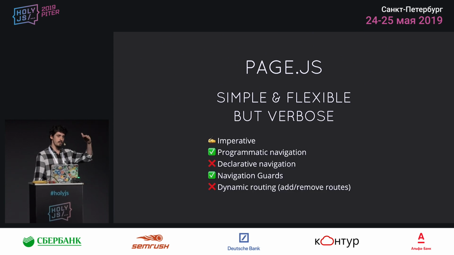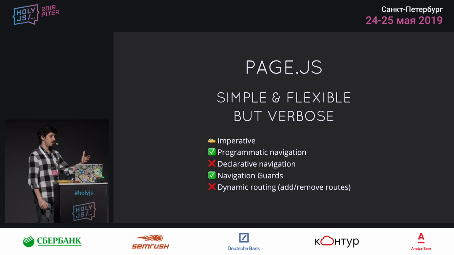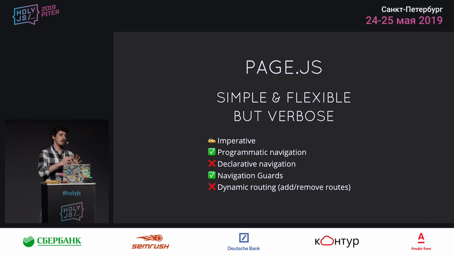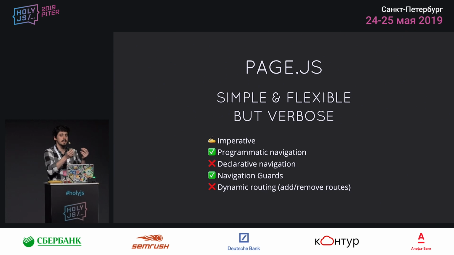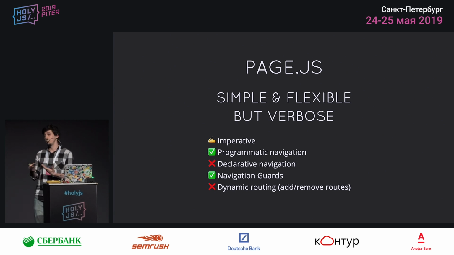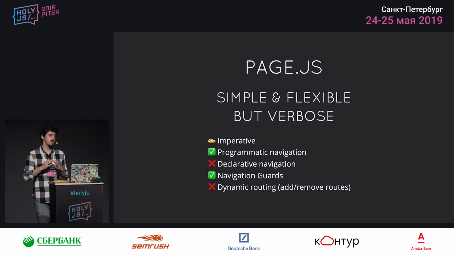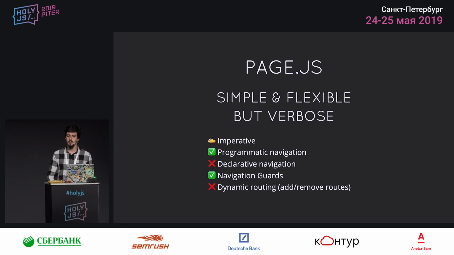And if you have a recap of all the things we can do, it's imperative, like the API for creating routes is just imperative. You have programmatic navigation, you can call page to navigate in JavaScript. And you don't have any declarative navigation, but this makes sense because there is no framework, so you cannot just write a link in your HTML or in your JSX to say, I want a link to navigate to a page. You have navigation guards, which are middlewares, and there is no dynamic routing at all. You can add the routes, but you cannot remove them. There is no way to remove them.